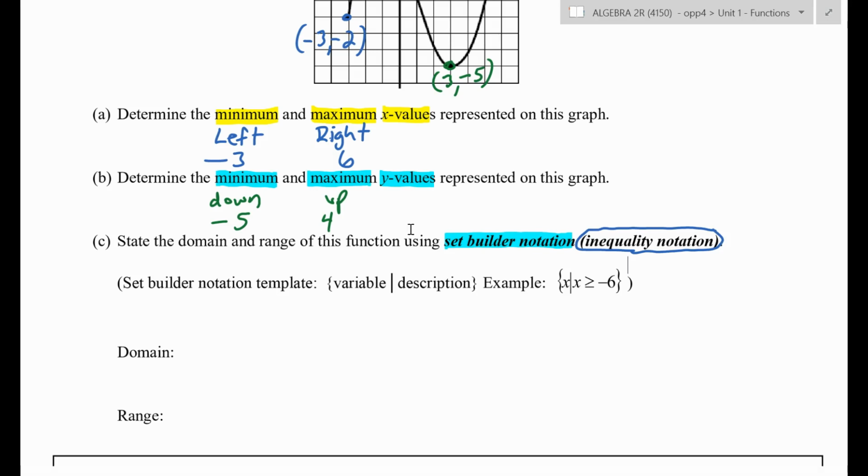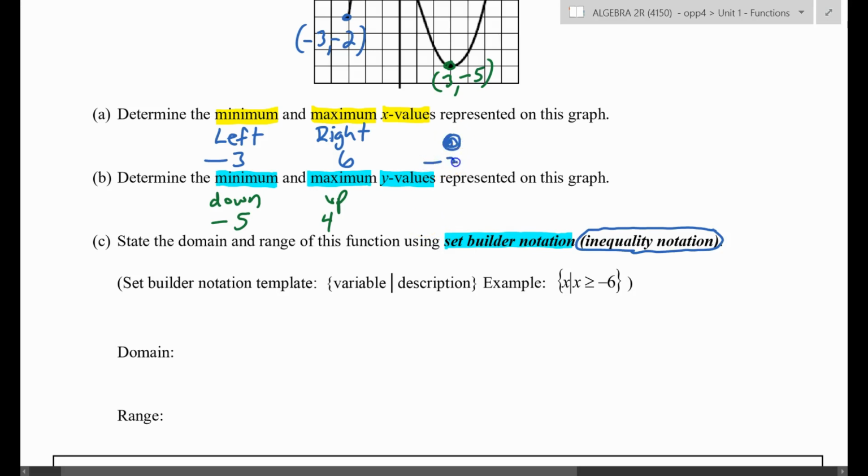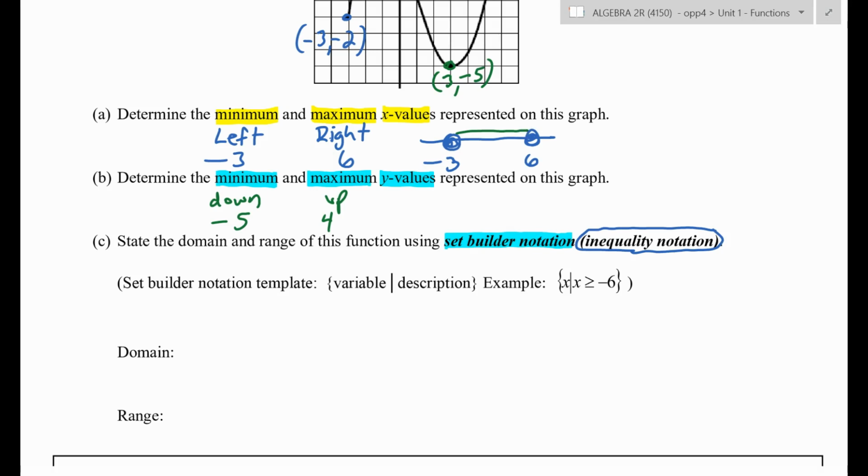So when I say inequality, guys, I'm talking about less than, greater than, less than or equal to, greater than or equal to, things like that. So I want an inequality, Tim, that basically represents this. Ready? Here's -3 on a number line. Here's 6 on a number line. Here's the values in the middle. So go back to your algebra class for a minute. How do I write that inequality?